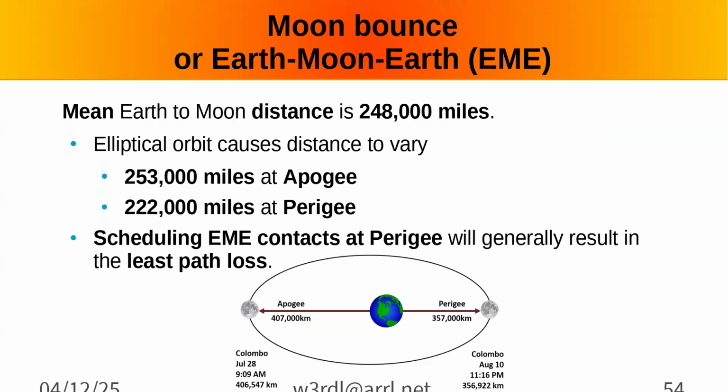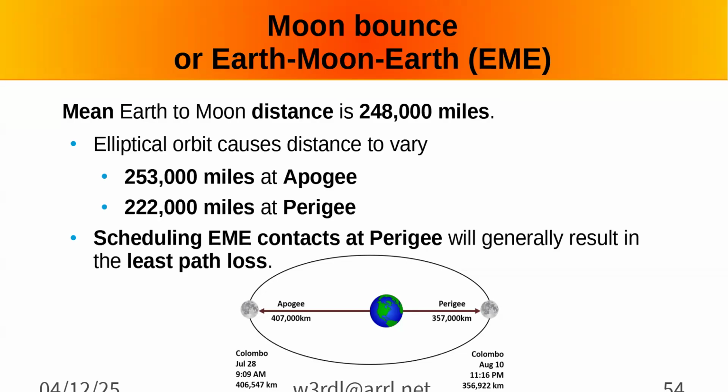So we have an apogee and perigee, where perigee is the closest point to the Earth, and apogee is the farthest distance to the Earth. So obviously, you want to try to do this when it's at perigee, because the path loss to the moon, my understanding, and I assume that's probably the best case, is 251 dB. So you got to make up for a lot.